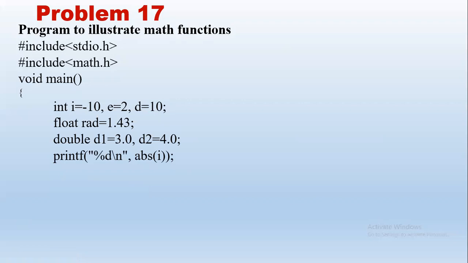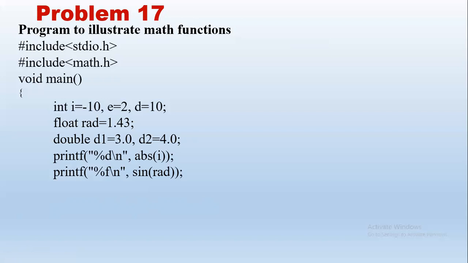The first function is ABS. ABS is absolute, which means it gives us the positive value. So if we give a negative value, it converts it, and without the sign we get the positive value. So ABS of I, where I is -10, will give us the answer 10. So first it prints the value as 10, which is again an integer.